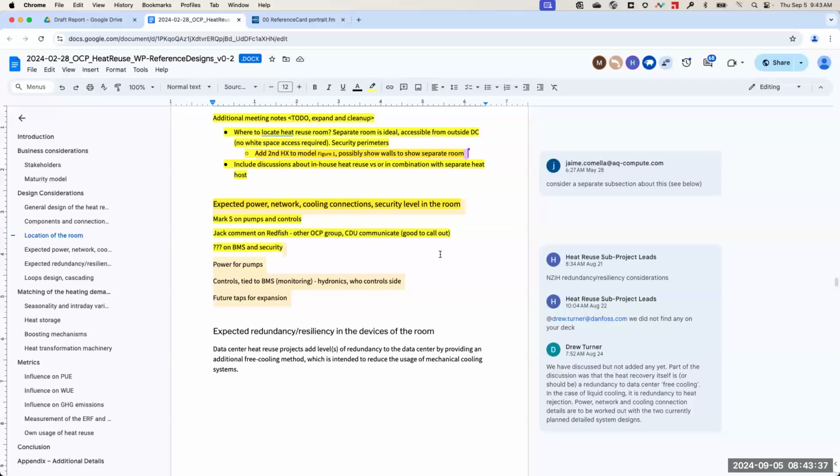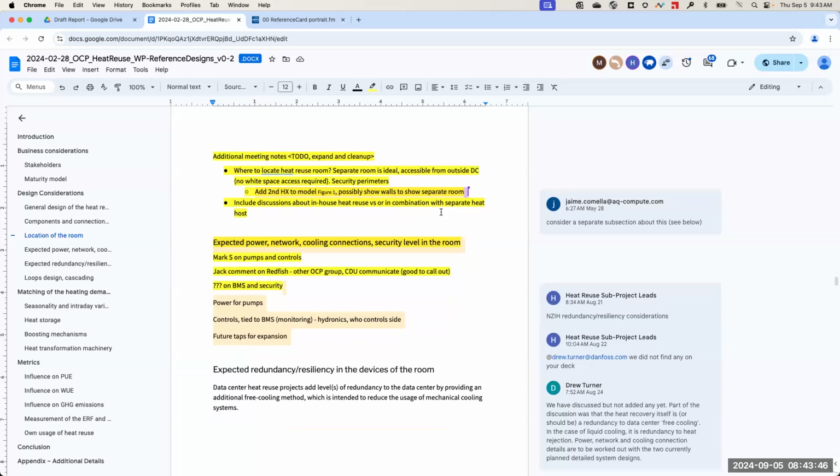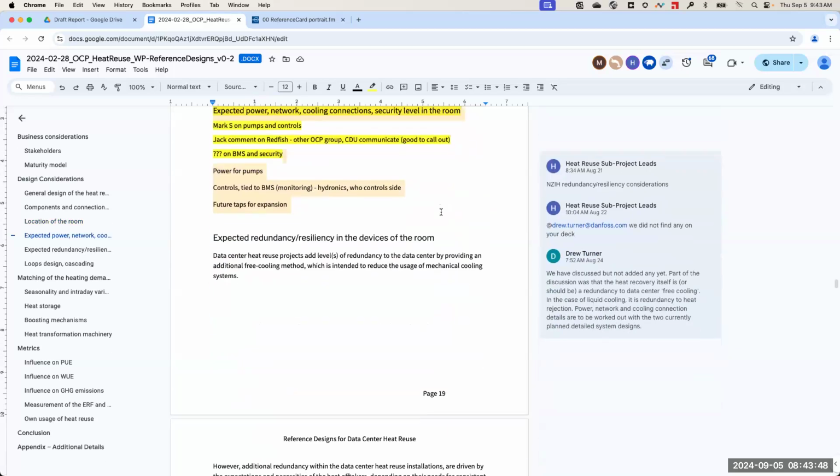I'm just saying access to the flow switching hardware, if you will. That's what I would be concerned about. Yeah, being very cautious on that. Okay.